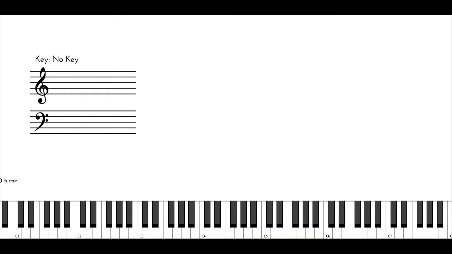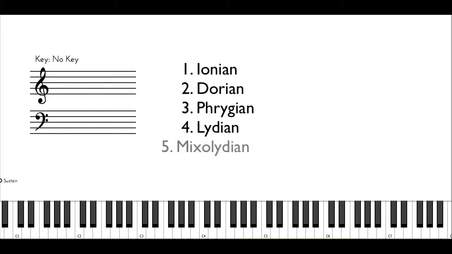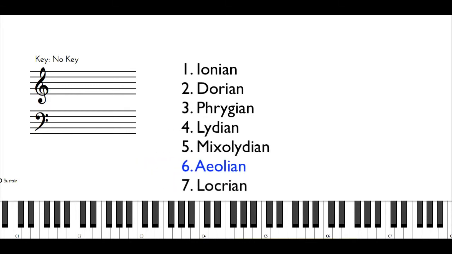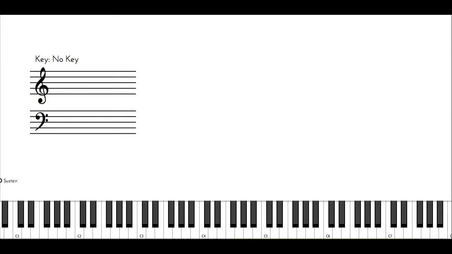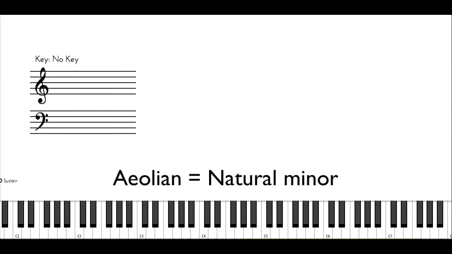Today we're going to be talking about the Aeolian mode, which is the sixth mode in the major scale. As a quick review, the seven modes are Ionian, Dorian, Phrygian, Lydian, Mixolydian, Aeolian, and Locrian. The Aeolian mode is a really easy mode to remember, and the reason why is because the Aeolian mode is just the natural minor.